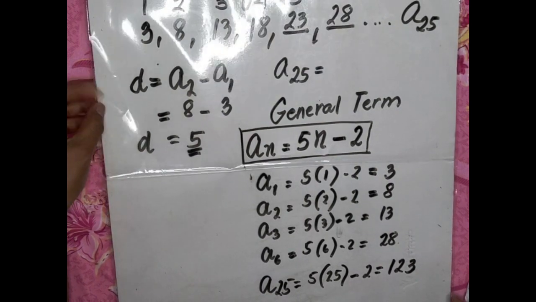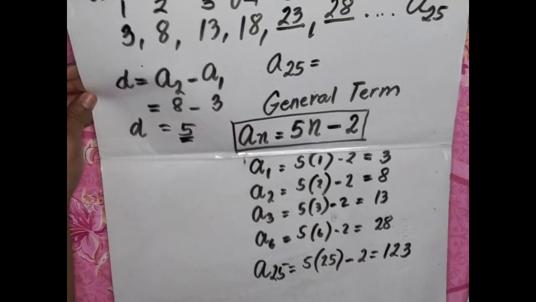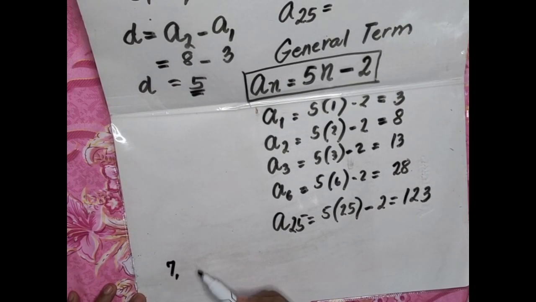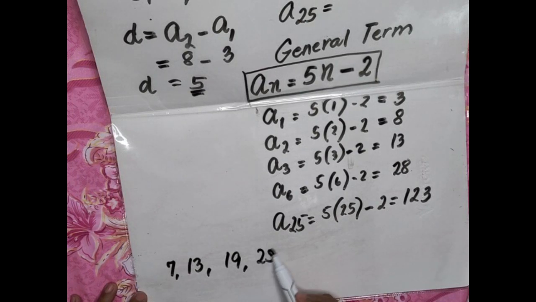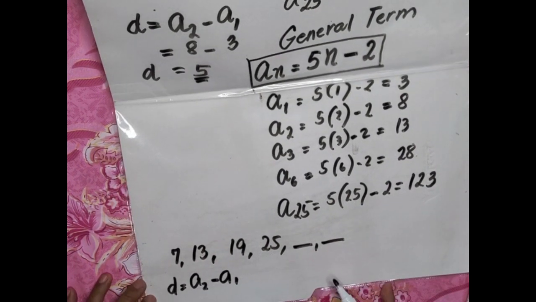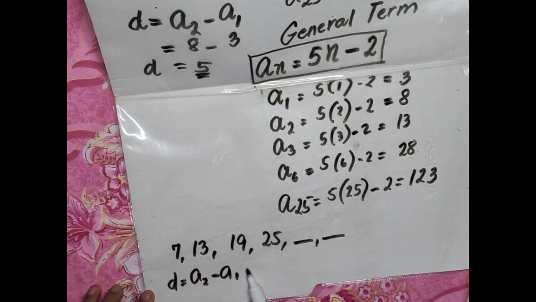So how about if we have another example? For example, we have 7, 13, 19, 25. What are the next two terms in this sequence? First, we have to look for the common difference. Again, it is a sub 2 minus a sub 1. So this is equal to 13 minus 7, and that is 6.